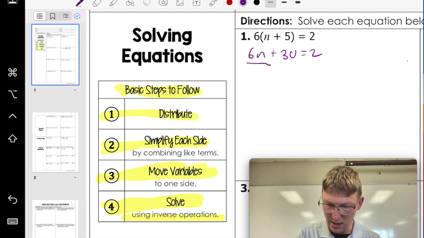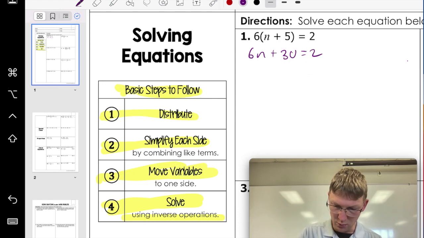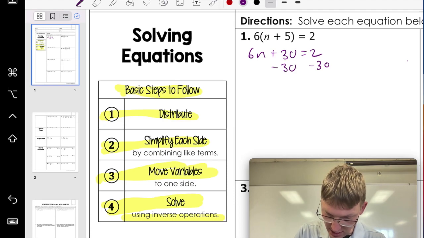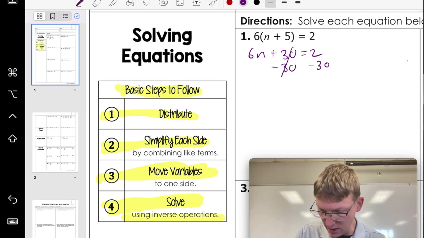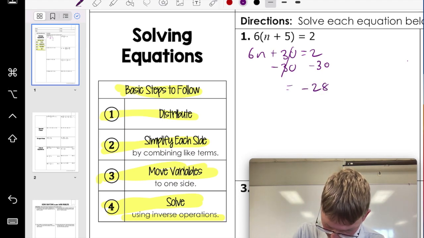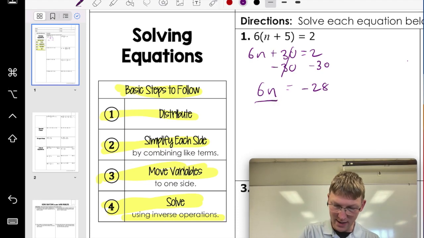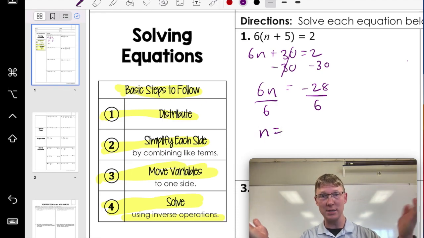So here we go. The n is already on the left side of my equal sign, so we're going to leave it there. Then that 30 needs to go over to the other side. So we are going to subtract 30 from both sides of the equation. You can do anything you want to an equation as long as you do it to both sides of the equal sign. So that cancels out. 2 minus 30 is negative 28. So we have 6n = -28. So we're going to divide both sides by 6 because we want that n by itself. So then we're going to have n equals a number, which is our answer, right?